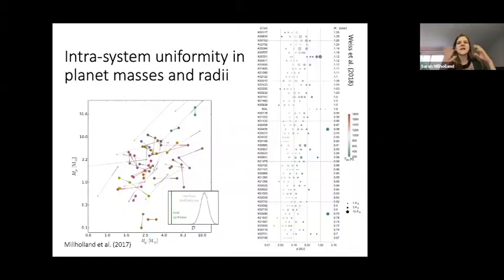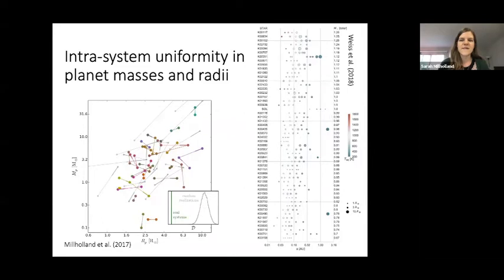This structure actually continues beyond the orbits, though, into the physical properties of the planets. That is, planets in the same system tend to have fairly similar masses and radii. This intrasystem uniformity, or peas in a pod, as you could call it, was first pointed out by Weiss et al. in 2018, and then in our paper from 2017.